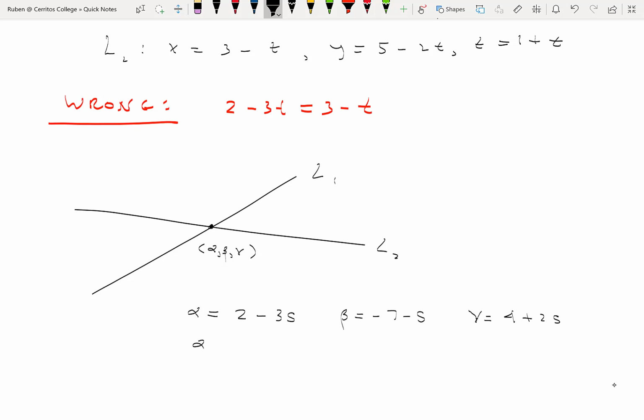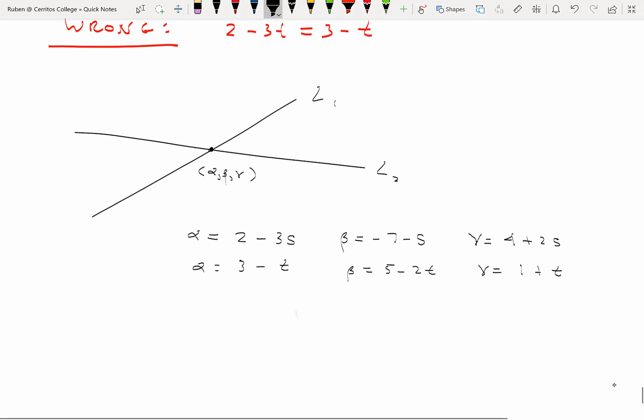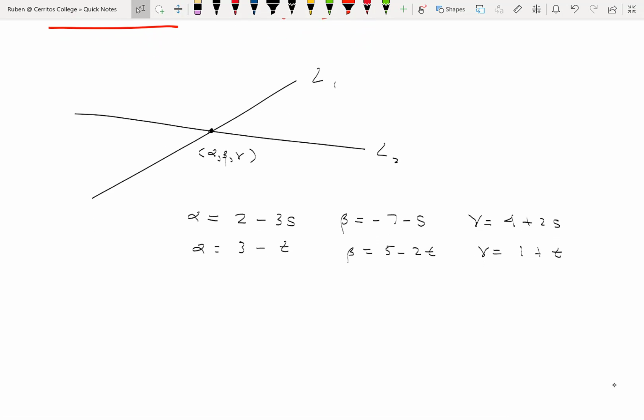And that same alpha for x, that same beta for y, and the same gamma for z could occur at some time t on the second line. 3 minus t, 5 minus 2t, and 1 plus t for the z component on the second line. Okay. So in these cases, we would set the x, y, and z coordinates equal to each other.